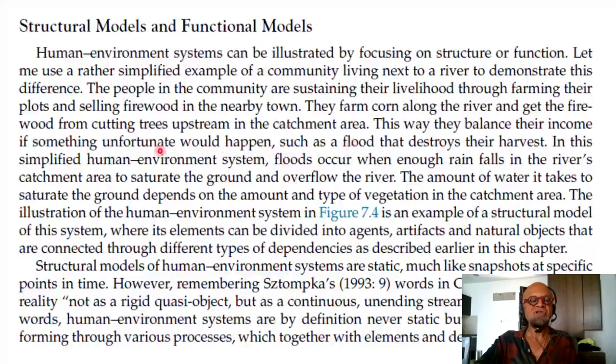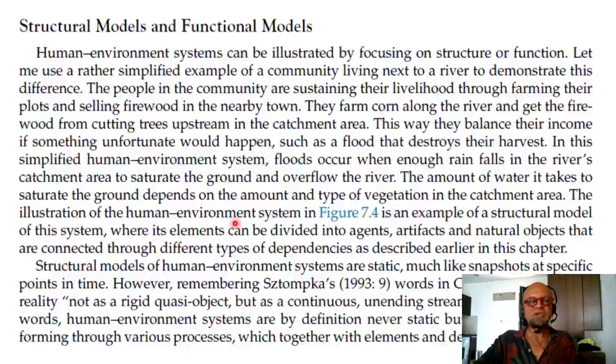This way they balance their income in case something unfortunate happens, let's say agriculture fails or the forest burns down and so on. So a flood that destroys their harvest could be an example. In this simplified human environment system, floods occur when enough rain falls in the river's catchment area to saturate the ground and overflow the river. The amount of water it takes to saturate the ground depends on the amount and type of vegetation in the catchment area.